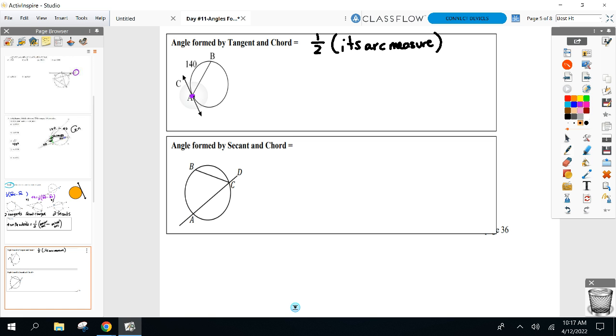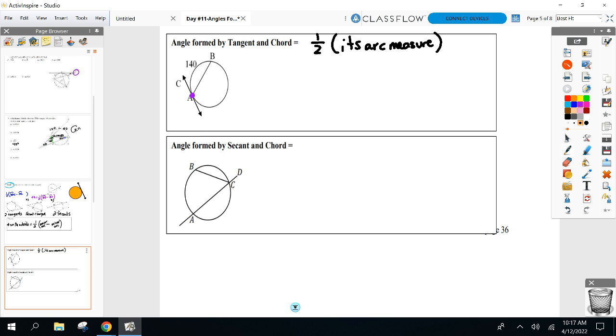Anybody know why I don't call this an inscribed angle, even though A is on the circle? How much do we know here, this unit? Why don't I call that inscribed? A is on the circle, why not? What's the problem? The other two have to be what? Chords. The other two have to be chords, and CA is not a chord. That's why I can't call it inscribed.